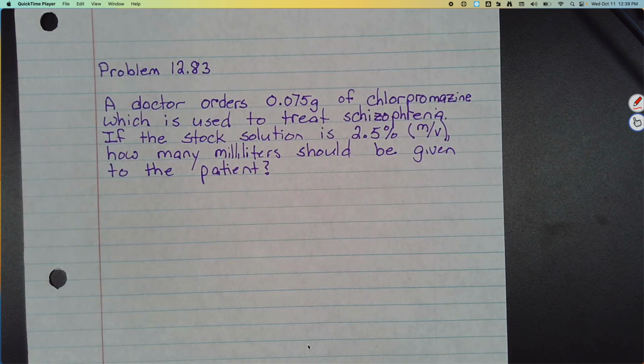A doctor orders us to give 0.075 grams of chlorpromazine, which is used to treat schizophrenia. So our patient needs that much. We have this stock solution that's 2.5% mass volume. Now we have to decide what we need to give to our patient. Okay. Again, pictures are going to be our friend.